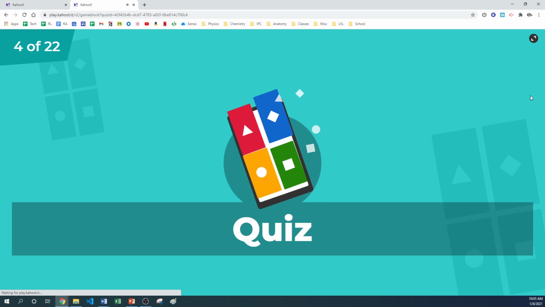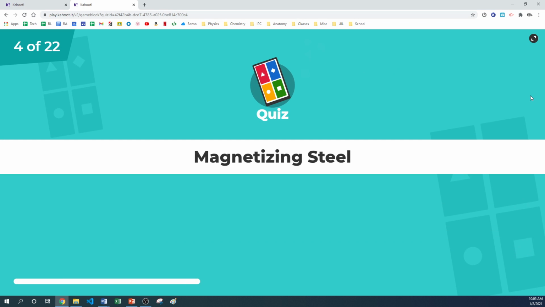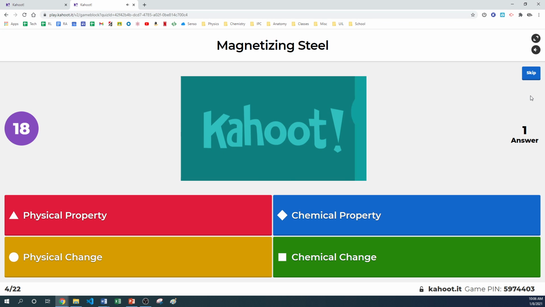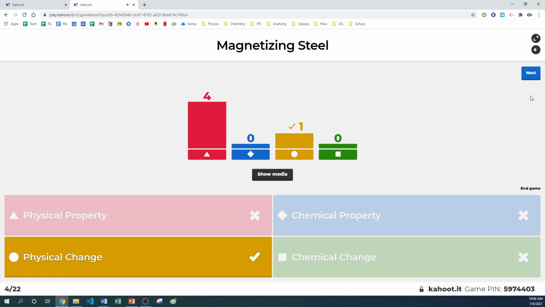No. I'm still at the bottom with 0. Magnetizing steel. Hey, mine's like that. Look at it. There it is. What? Dude, it didn't. Damn it.